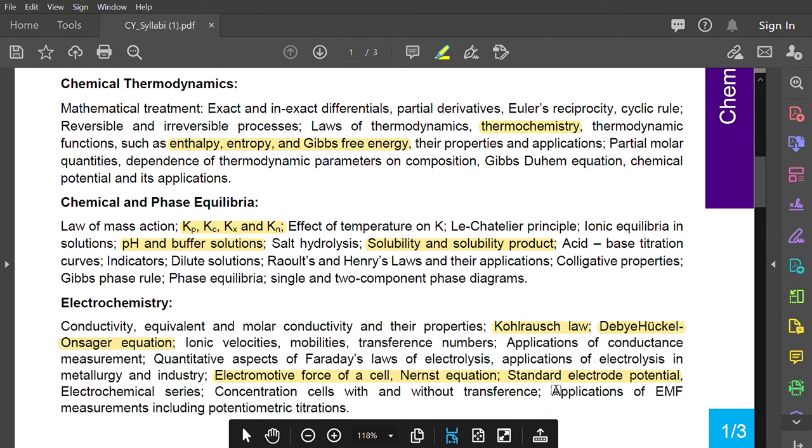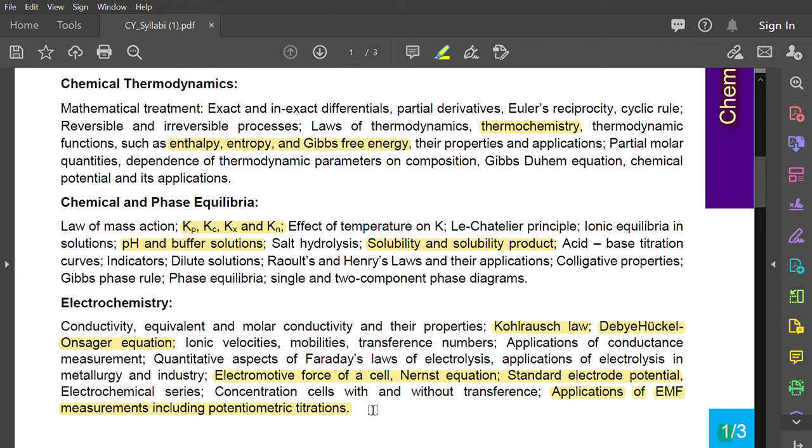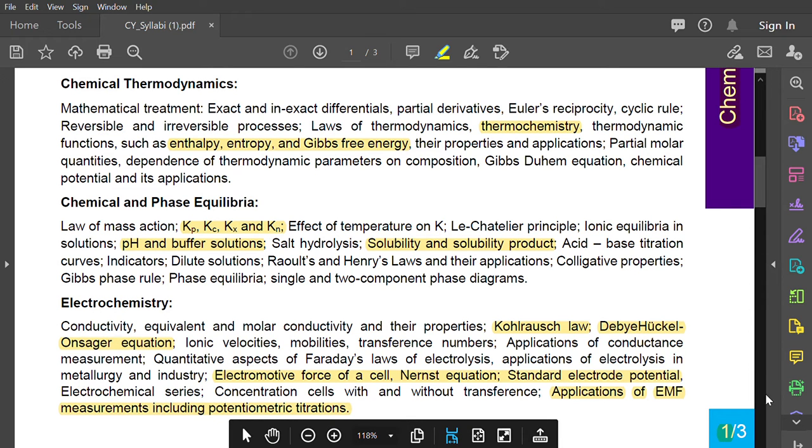The new concept that is mostly covered in the BSc years is application of EMF in measurement of potentiometric titration. So we have potentiometric curves, right? What kind of curve you will have when you have a strong acid and a strong base, or a weak acid and a strong base. You have a combination of acids with a base, how the graph changes. These types of questions will obviously be important for you.